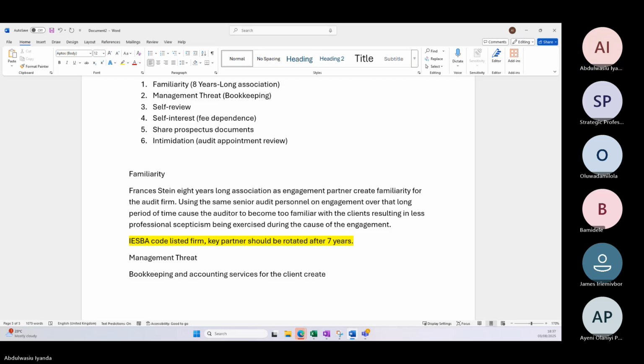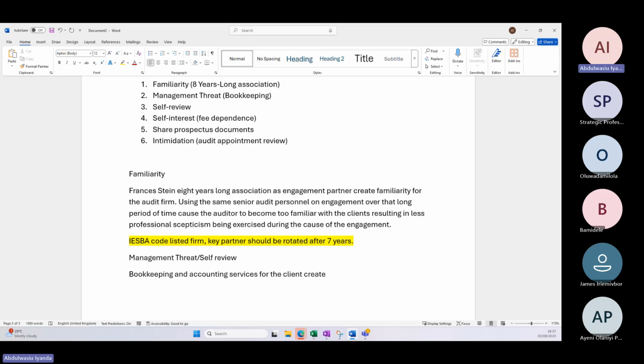It creates a management threat. You can write this in two ways now, because it is the responsibility of the management to prepare the financial statement. That's one. And you can see in this case now, we are also the auditor. So management threat occurs. Self-review also coming.